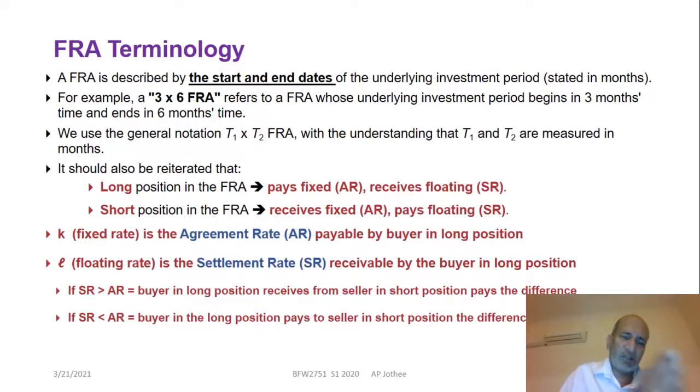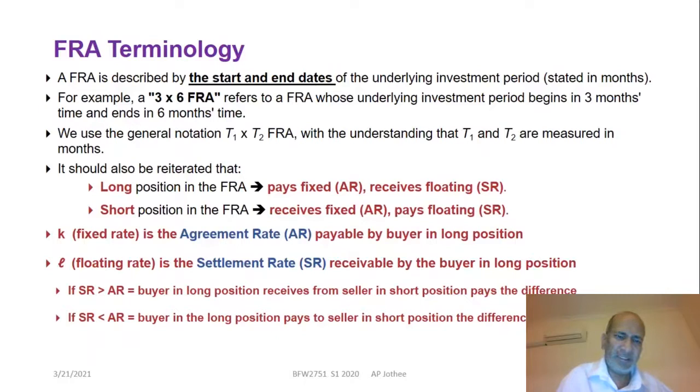Can you understand that? Your starting point is now, 0. Your beginning time is 3 months from now. Ending time is 6 months from now. So the difference between the 3 and 6 is another 3 months. So, for example, a 3 by 6 FRA refers to an FRA whose underlying investment period begins in 3 months' time and ends in 6 months' time. We use the general notation T1 times T2 FRA, or T1 by T2, with the understanding that T1 and T2 are measured in months.